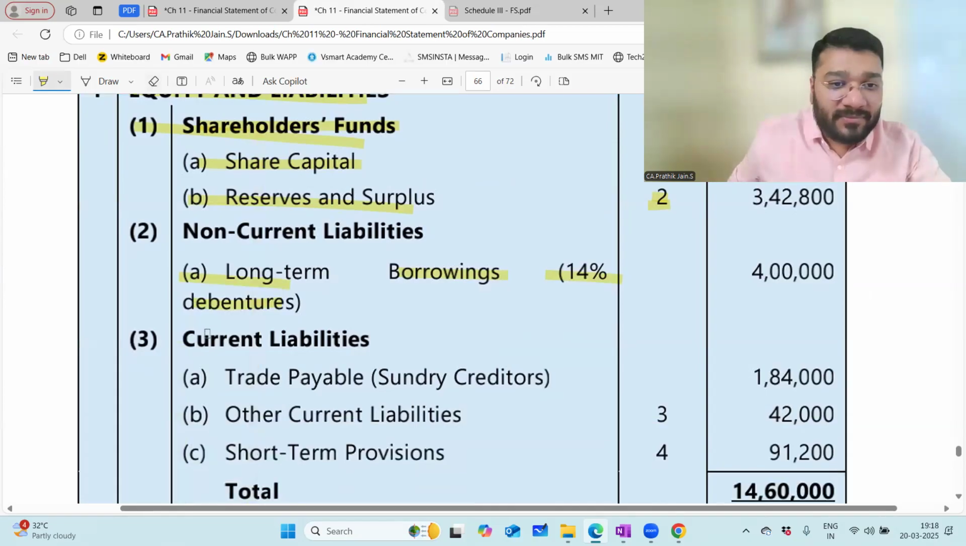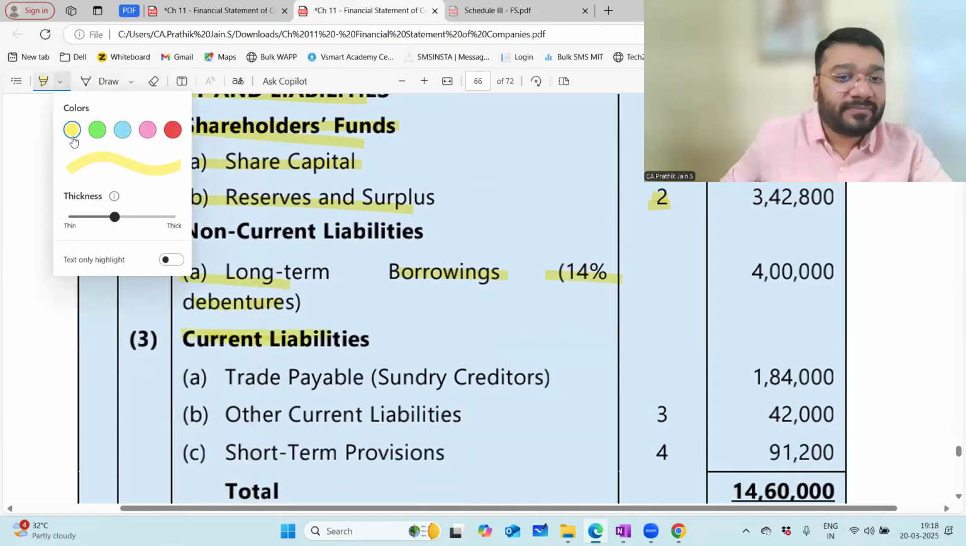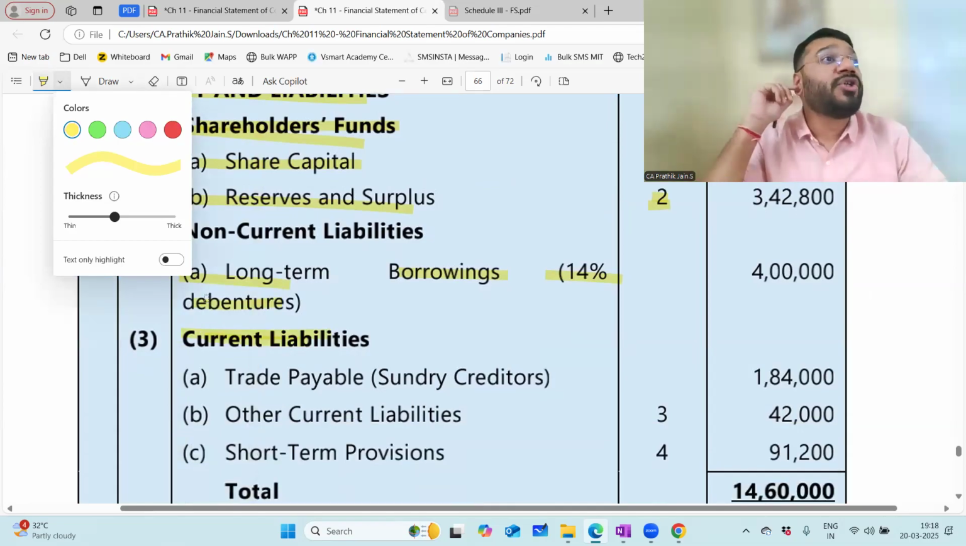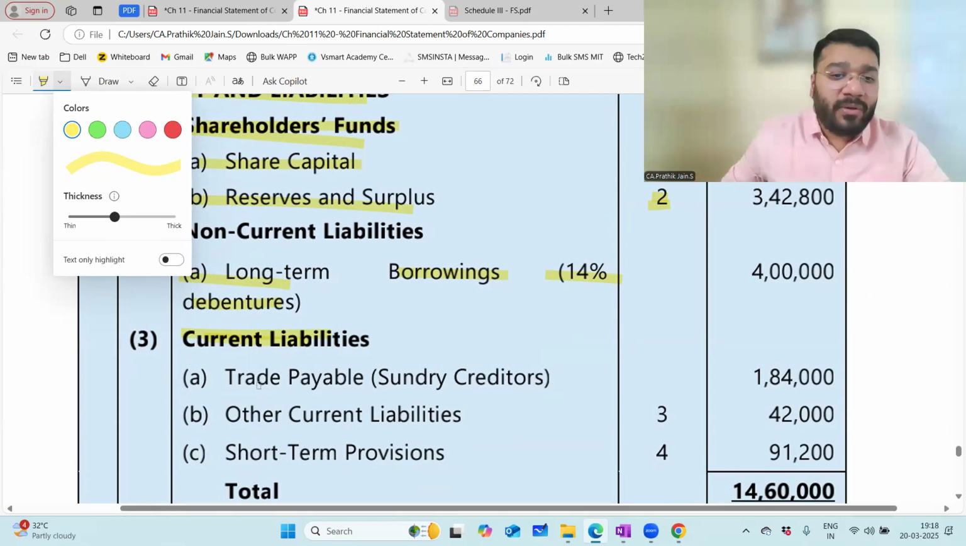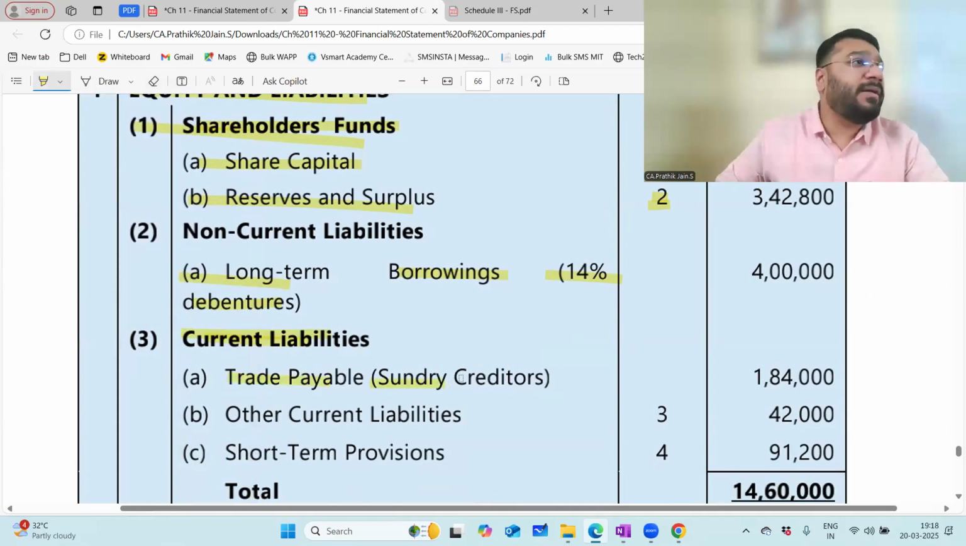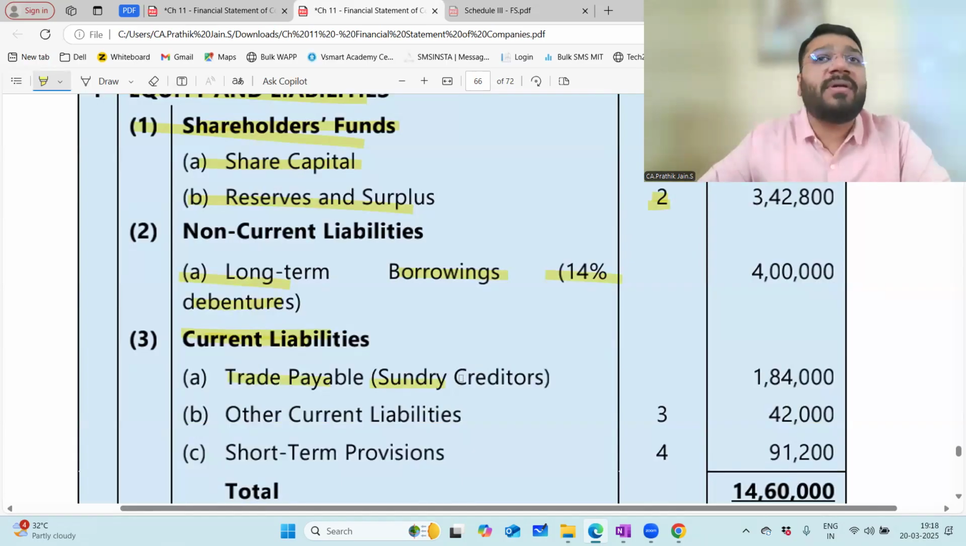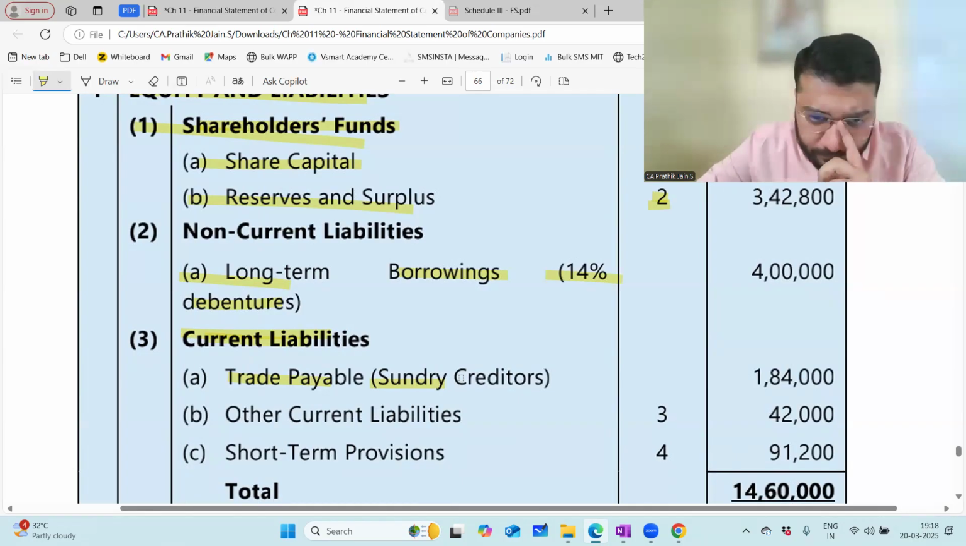Something is wrong with this. Under that, what is the first item? Short-term borrowing. Any short-term borrowing? No. Next item, trade payable. Only one item. They have written in the bracket, sundry creditors. Write it. Trade payable is the sum total of creditors and bills payable. So here in that, only one item we have, sundry creditors.